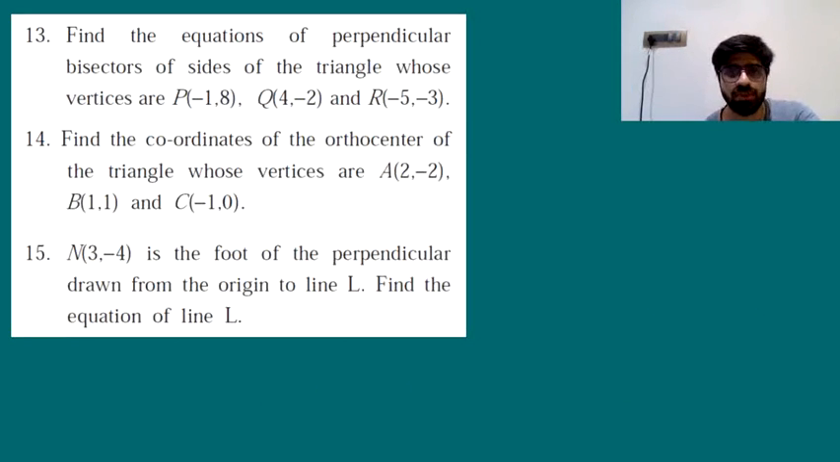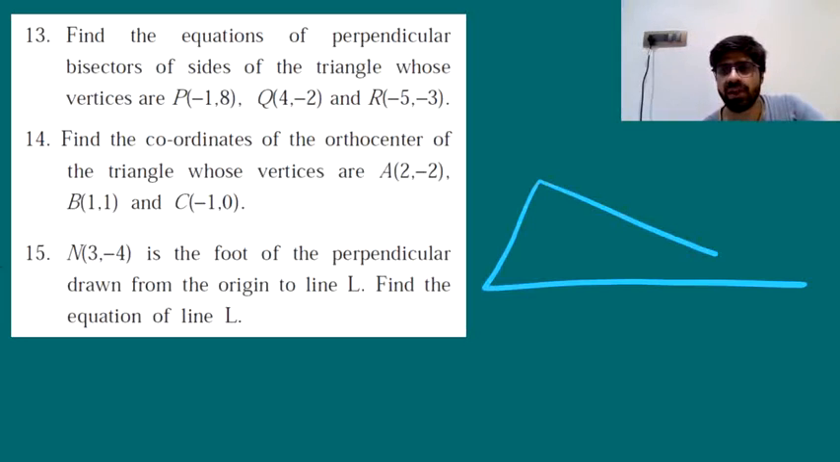Let's go ahead with question number 13. Find the equations of perpendicular bisectors of the sides of the triangle whose vertices are given to you. So again, for this question also, we will find the equation for one perpendicular bisector. For the other two perpendicular bisectors, you can find the equations by yourself. The method will remain the same.